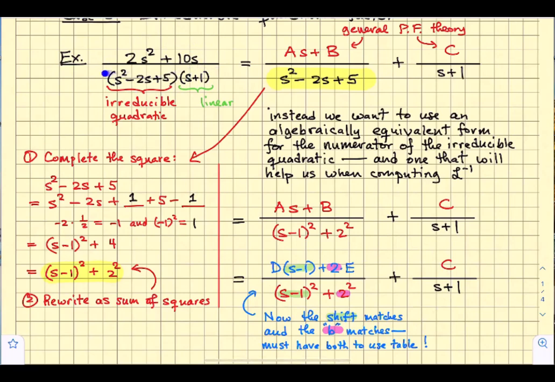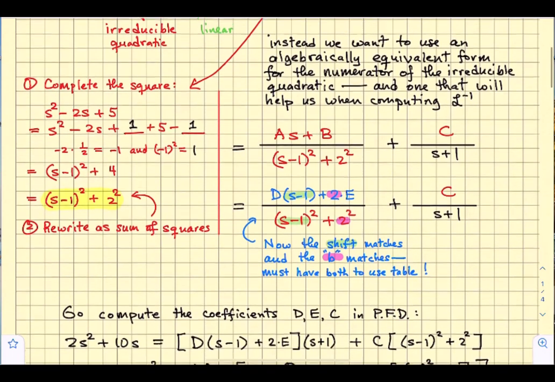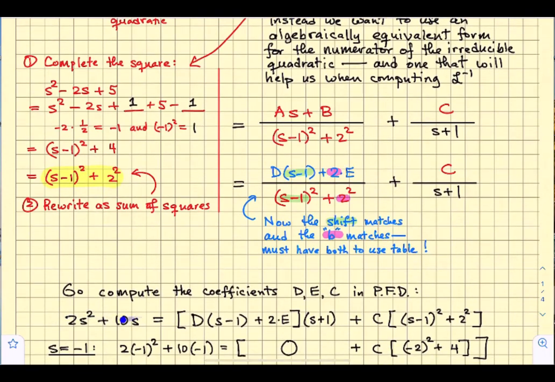I'll multiply through by the common denominator. When I do, on the left-hand side, I get this stuff. When I multiply this term by the common denominator, remember this and this are the same things. So I just get d times (s minus 1) plus 2e, all times (s plus 1). On the left-hand side, I just get what was in the numerator. On the right-hand side, I get this times (s plus 1), the brackets are very important here, plus c times my irreducible quadratic, but written in this improved form.